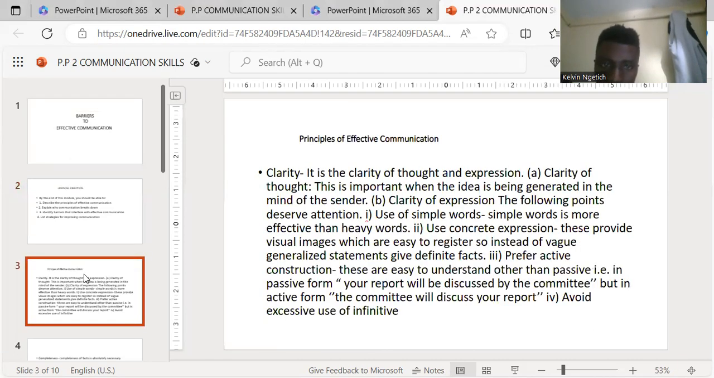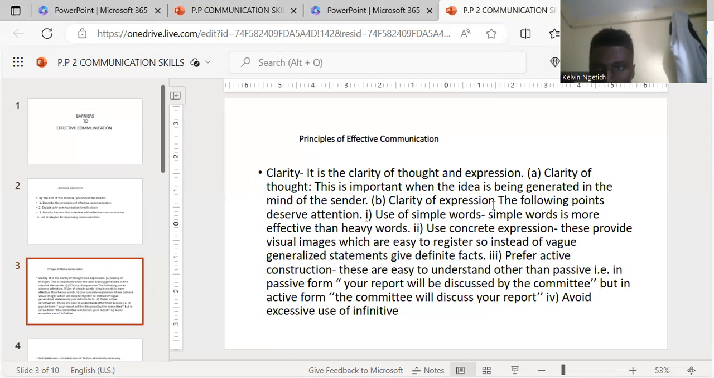Before we look at the barriers, we'll look at the principles of effective communication. Number one, clarity. This is the clarity of thought and expression. It is important when the idea is being generated in the mind of the sender. For clarity of expression, the following points deserve attention.